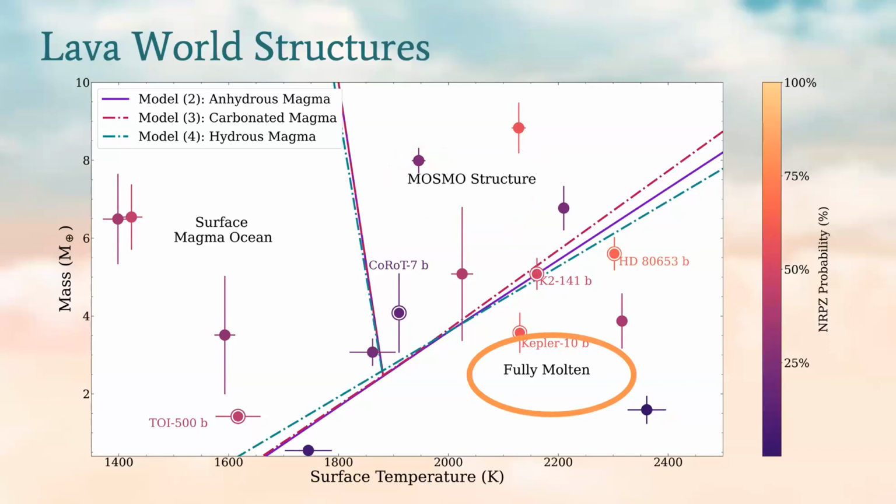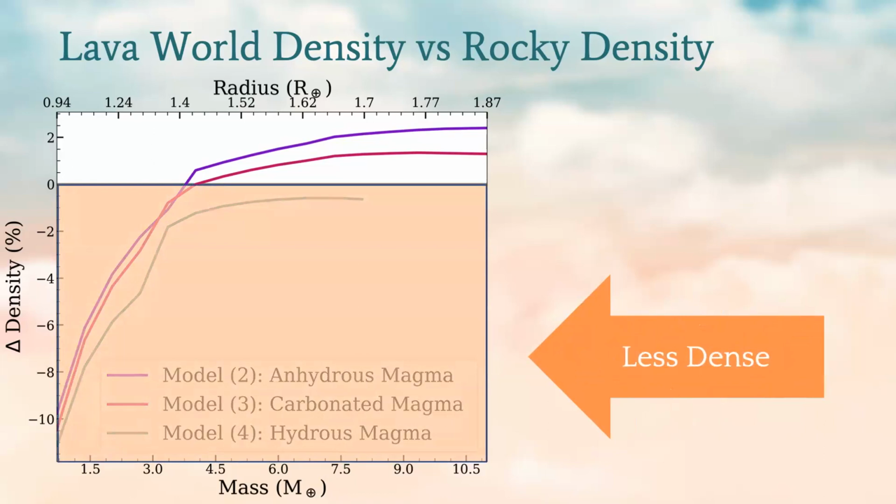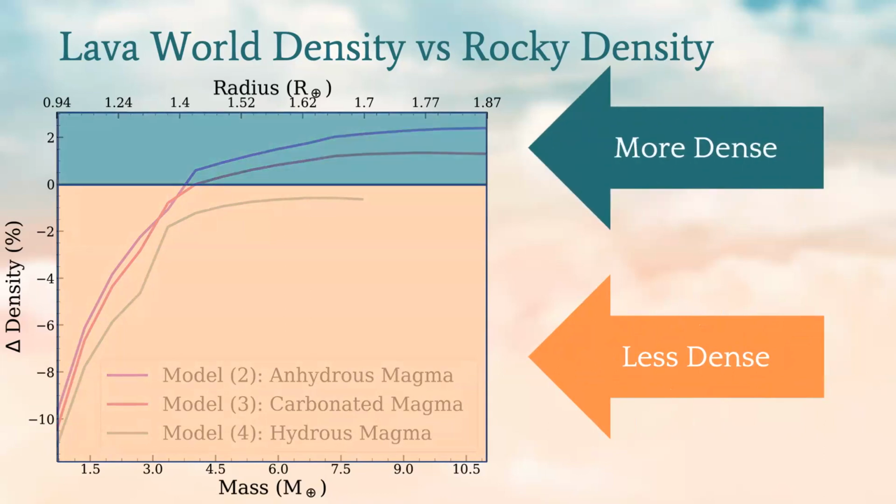And so thinking about the density of the planet, an observable property that we look at often, we wanted to compare this with solid planets. So what you're looking at on the x-axis is the difference in density between a lava planet that includes magma and a solid rock planet as a function of mass. So this region down here means that the planet is less dense than an equivalent mass solid planet, and this region up here says that it is more dense than an equivalent mass solid planet.